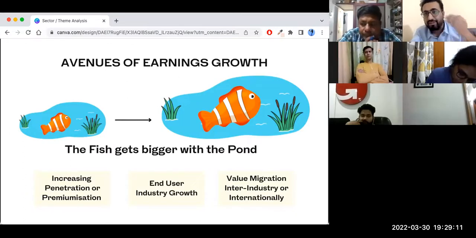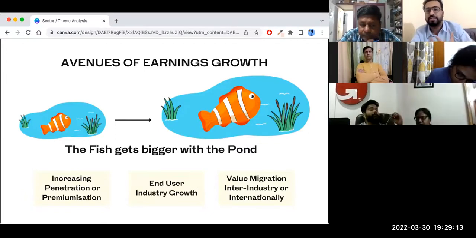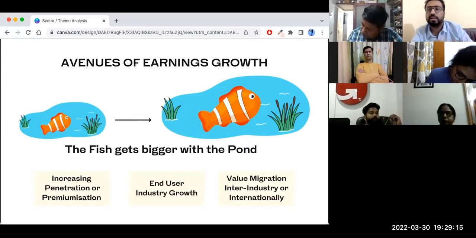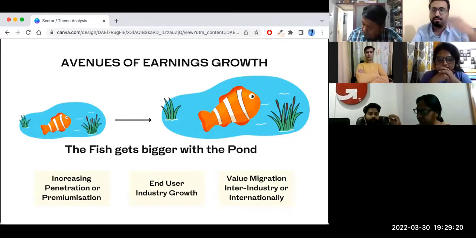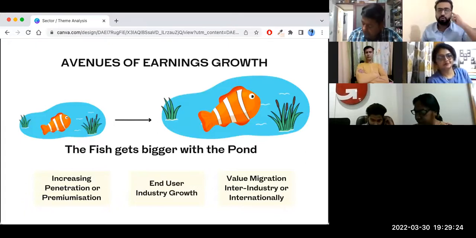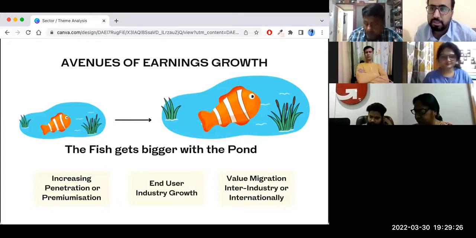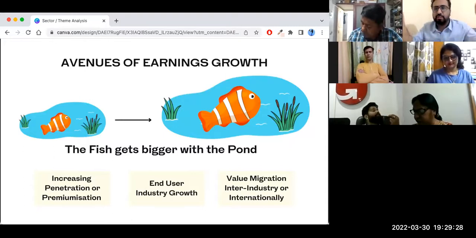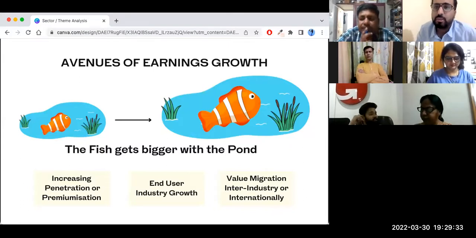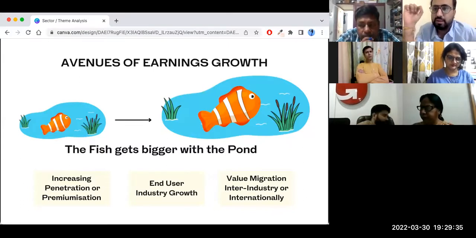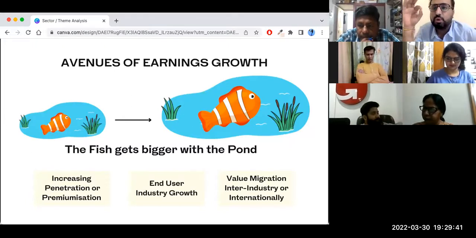Right? And within that, there might be specific companies in that sector which are taking benefit of premiumization better than anyone else, better than the competition. And those can be our bet also. Who is actually utilizing premiumization better, right? Because penetration is already 90%, 95%. All right. That's the first way. How the fish gets bigger with the pond, or how the sector grows. Right? The second way is end user industry growth.